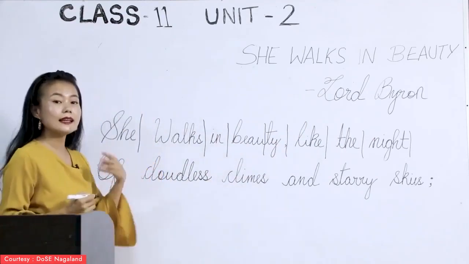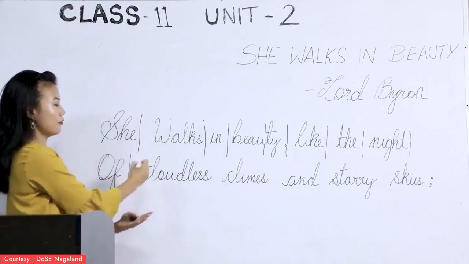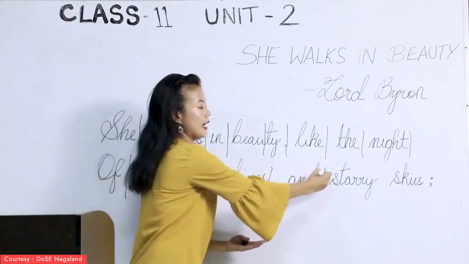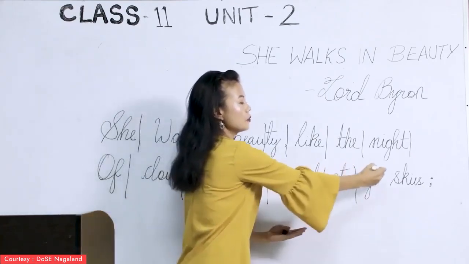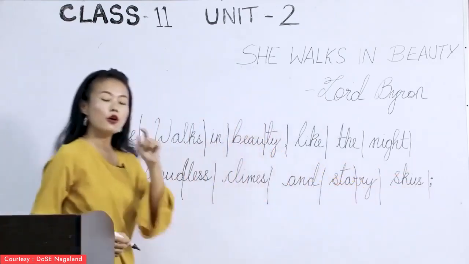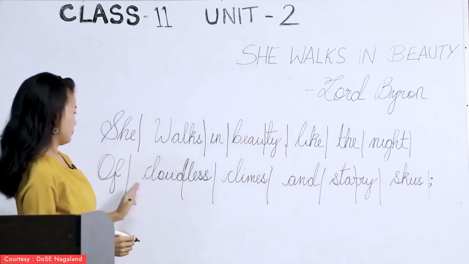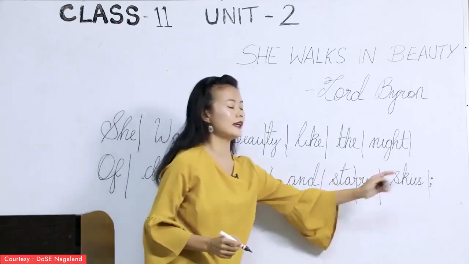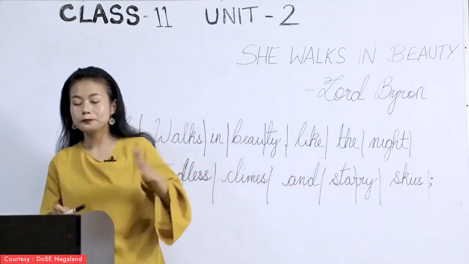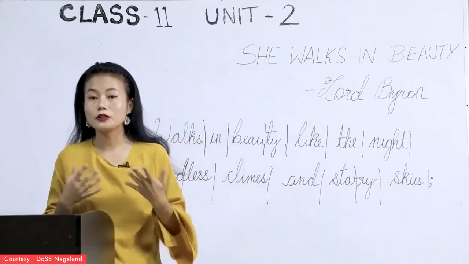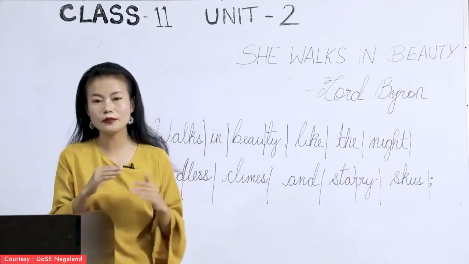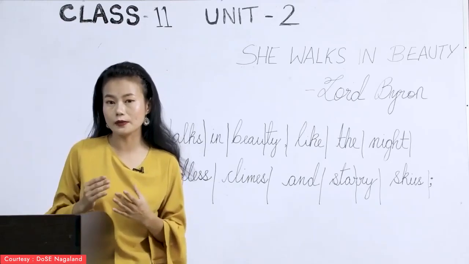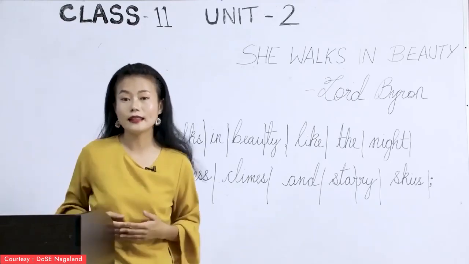Even in the second line, it is the same, okay? Of cloudless climes and starry skies. So all together, 8 syllables again. 1, 2, 3, 4, 5, 6, 7, 8. So this is what iambic tetrameter is all about, okay? We will have 8 syllables in a line, and then the reader tends to pause after the 8 syllables and then follow the next line.